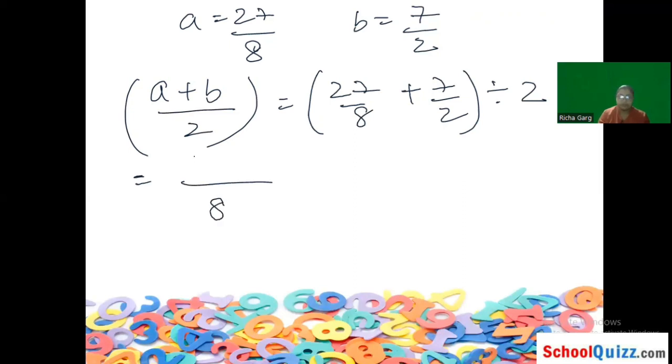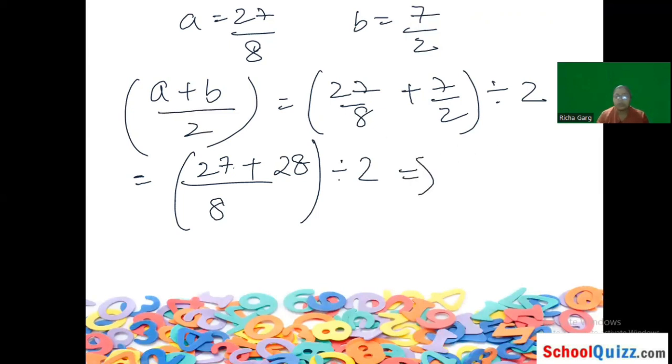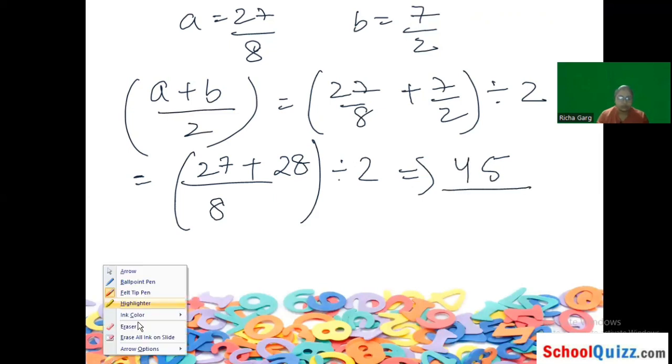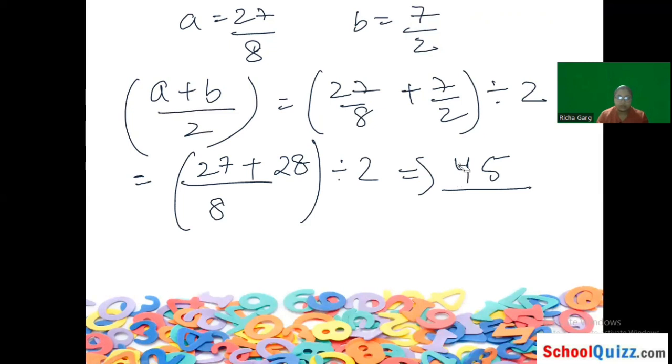LCM 8. 27 plus 2 4s are 8, so 4 7s are 28, divided by 2. What can you do now? Add them. 8 7 15, 2 2 and 4 is 5. Sorry. This will be 55 upon 8 multiplied by 1 by 2. So 55 by 16. Now, okay.